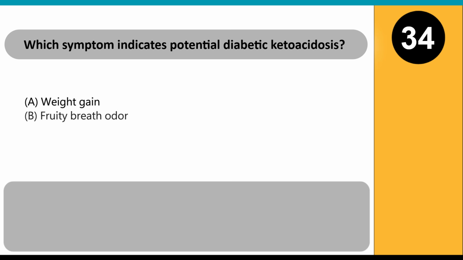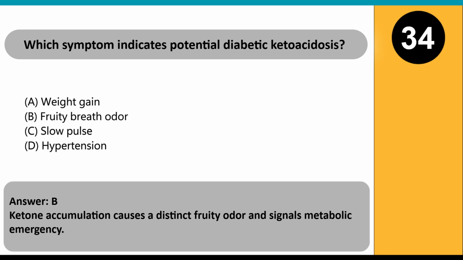Which symptom indicates potential diabetic ketoacidosis? A. Weight gain. B. Fruity breath odor. C. Slow pulse. D. Hypertension. Answer: B. Ketone accumulation causes a distinct fruity odor and signals metabolic emergency.